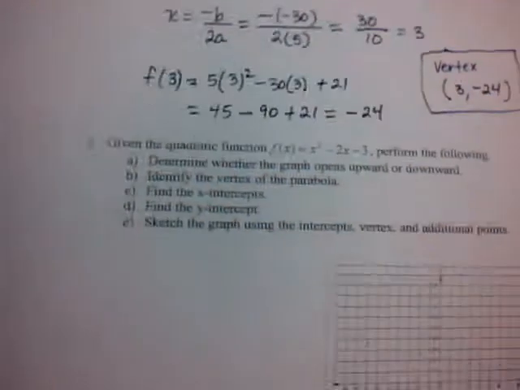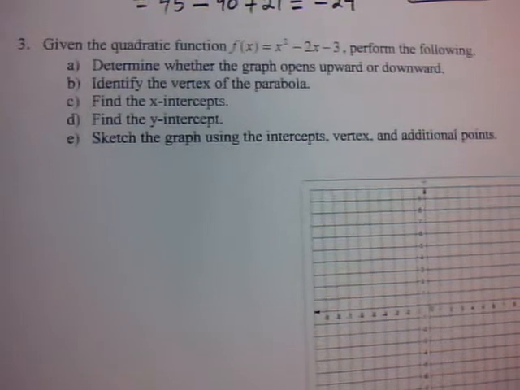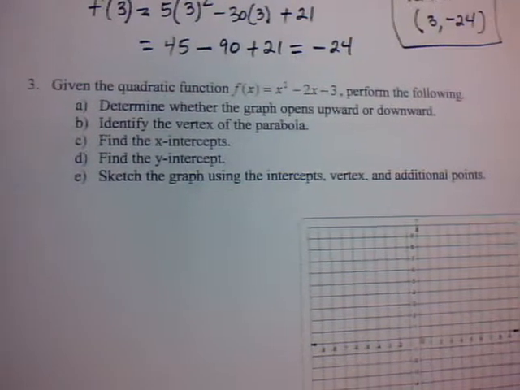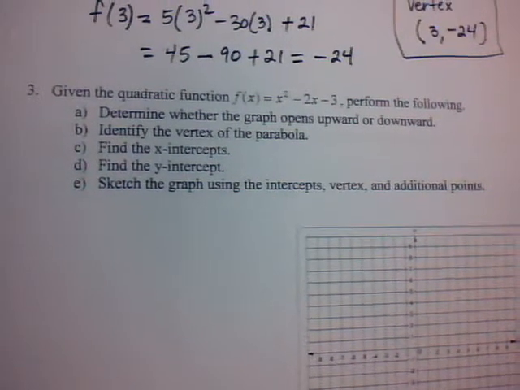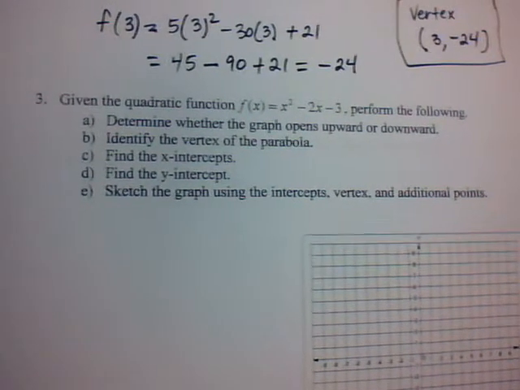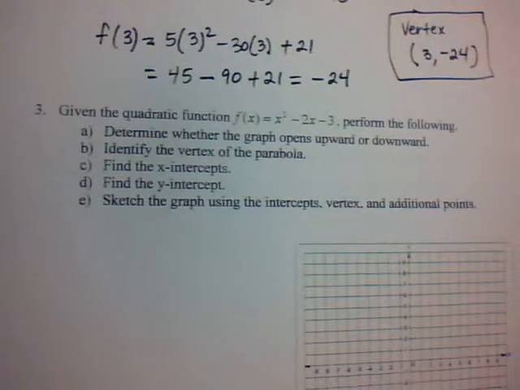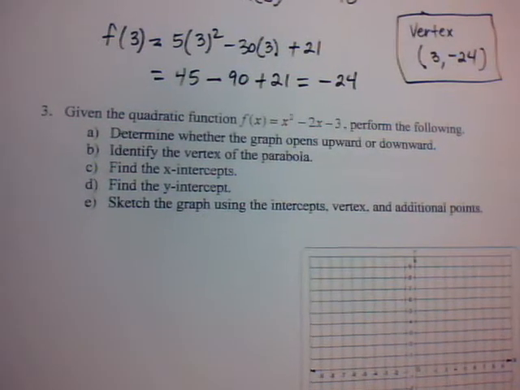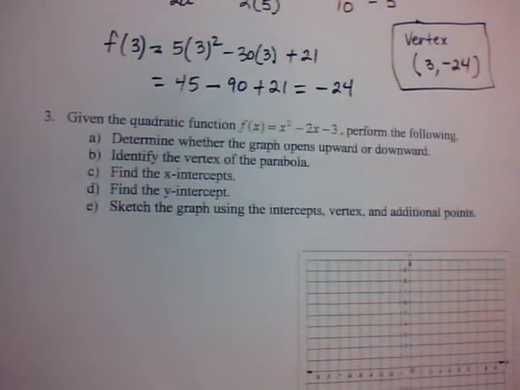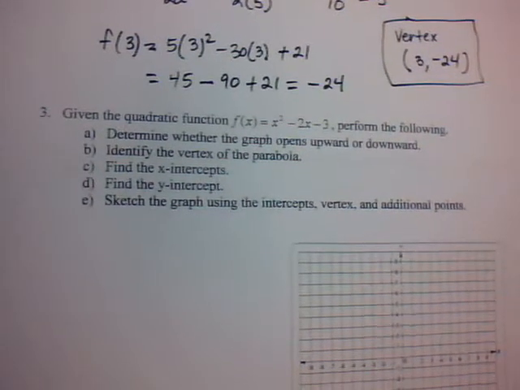All right, number 3, we're going to do the graph of the quadratic function f of x is equal to x squared minus 2x minus 3. And we're going to perform the following. You're first going to determine whether the graph opens upward or downward. Part B, identify the vertex of the parabola. Part C, find the x-intercepts. Part D, find the y-intercept. And Part E, sketch the graph using the intercepts, vertex, and additional points.